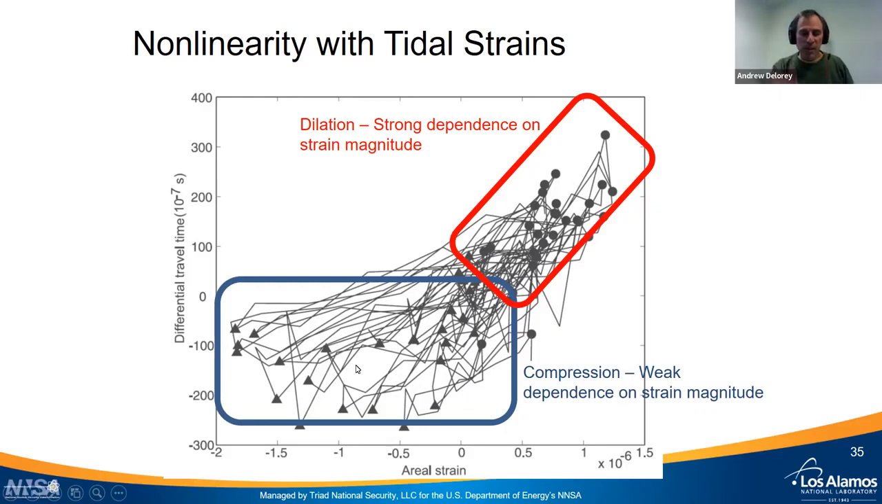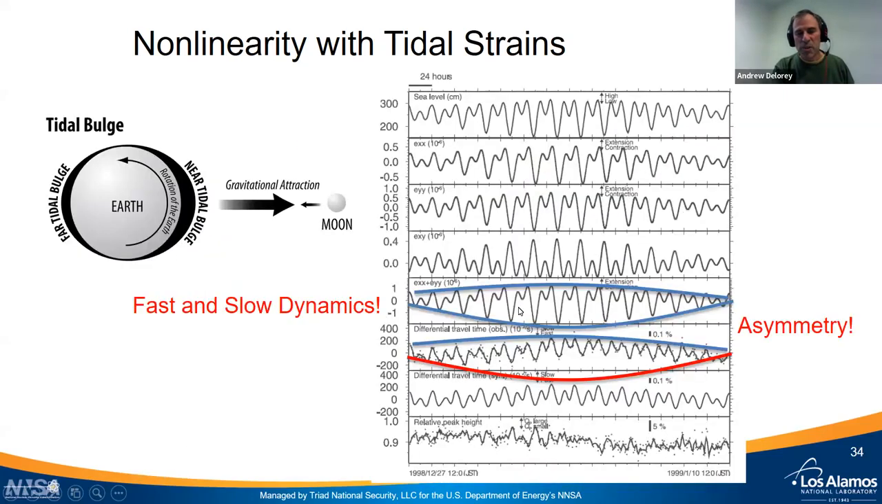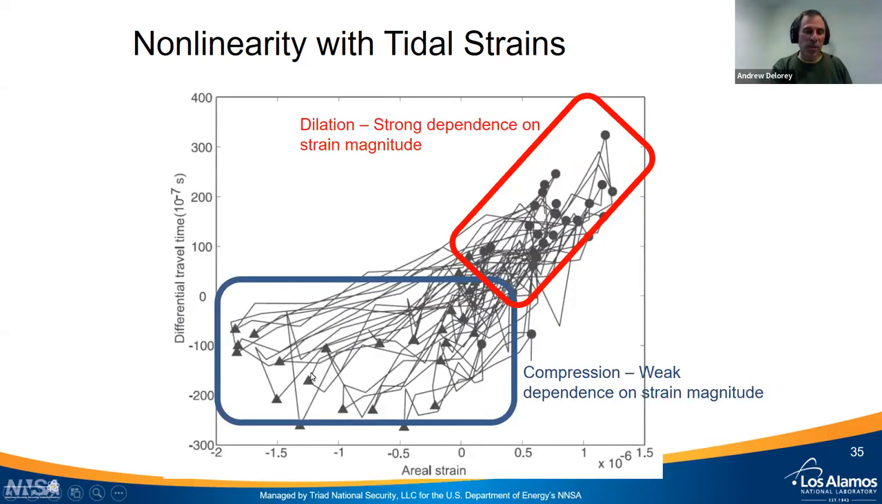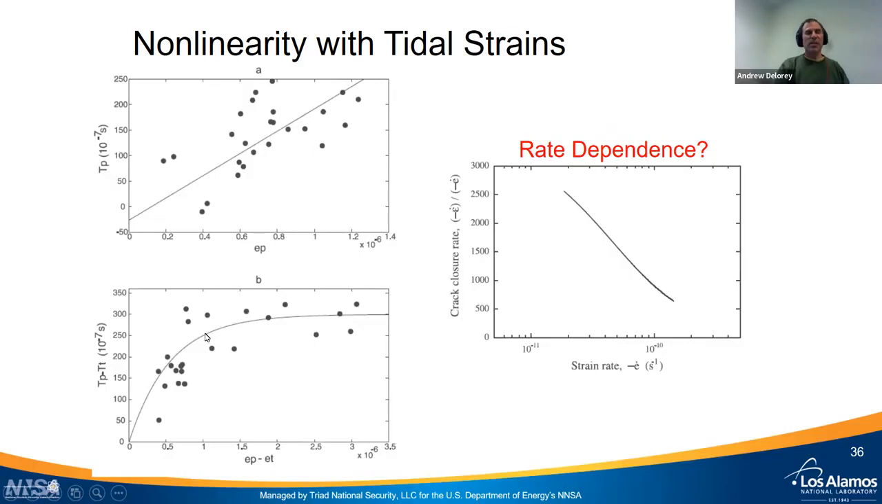But on the bottom part of that curve, when you're down here on the compression side, there is no relationship between the areal strain and the differential travel time. The differential travel times are shorter, so it's always faster when it's compressed, but it doesn't matter what the areal strain is. It's always about the same. And so the way that they interpret it is something like this.